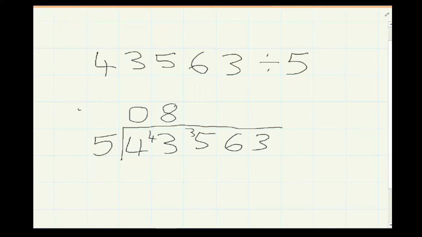3 we didn't use. How many 5s in 35? 5, 10, 15, 20, 25, 30, 35. It's 7. 7 5s fit into 35. How many 5s fit into 6? Not many. 5, it's just 1. But I said 5, that is 6, which means we have 1 left over.